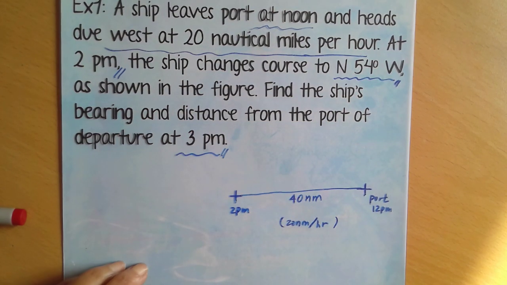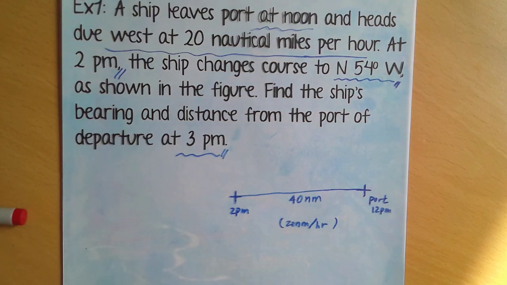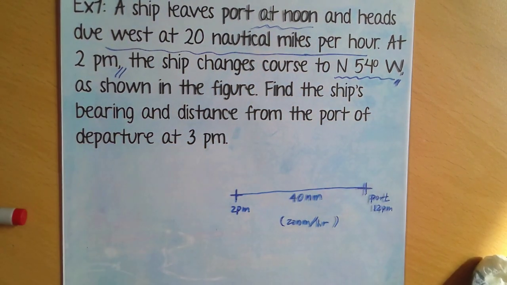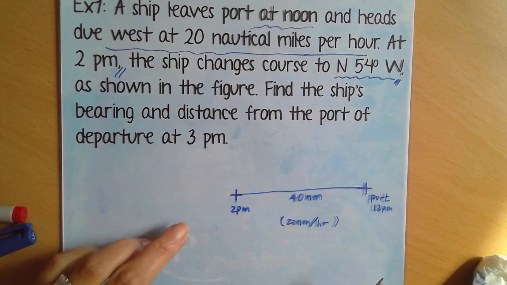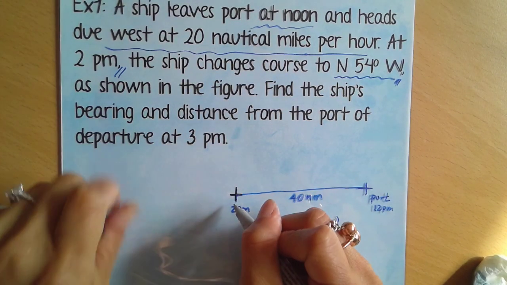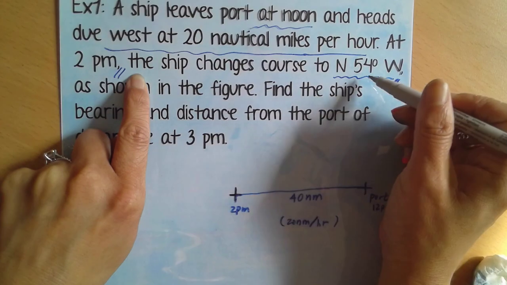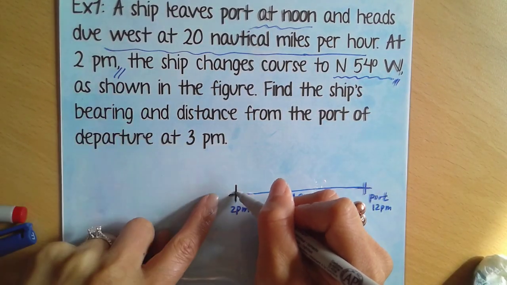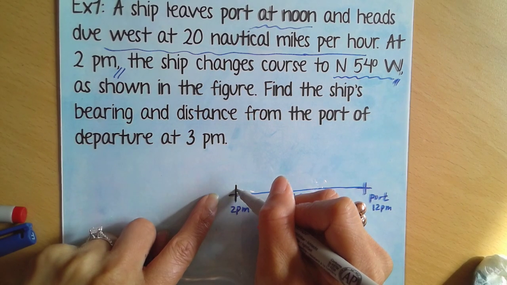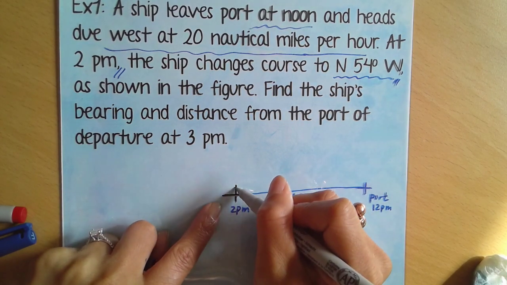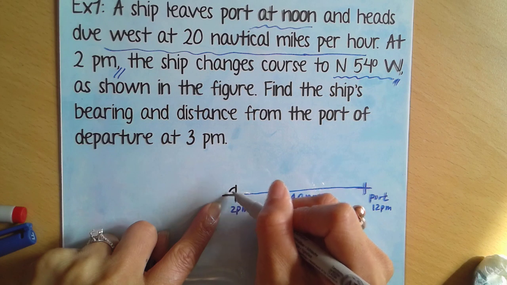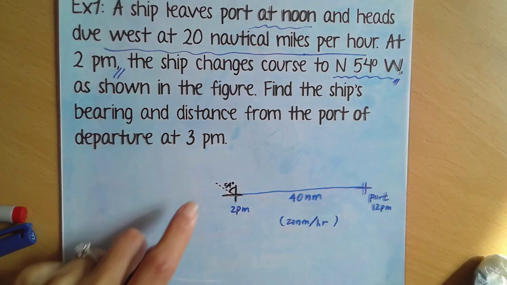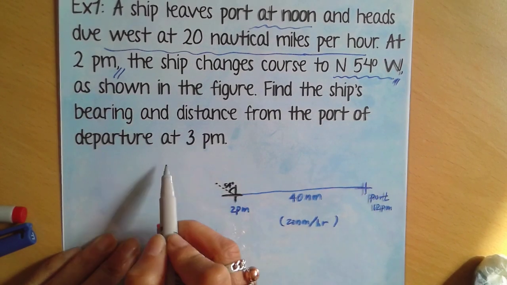It wasn't a destination though, right? Because my destination is actually where I end up, but I changed course of direction there. So I'm going to actually now start at 2 p.m. What happened? The ship changes course to north 54 west. So again, I always start from the north, right? This axis here, but west 54. West is going to the left. So I'm going to go 54 west. So I'm going to write 54 degrees there. That's 54 degrees west. Now I'm going to draw that.